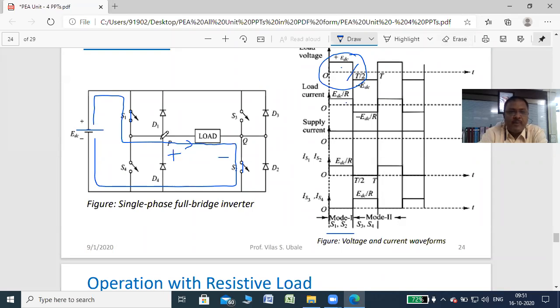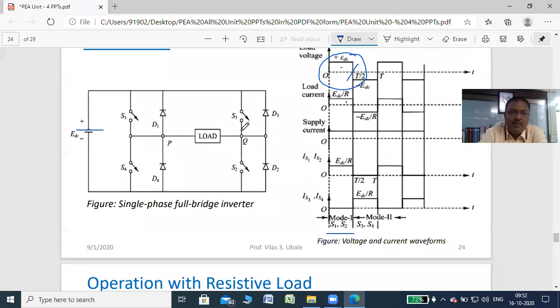So when S1 and S2 are on, current starts to flow from the positive terminal of the battery to S1, then P, then the load, then Q, S2, and then back to the negative terminal of the battery. This time the voltage across the load, P, is positive with respect to Q. So we can consider the output voltage is positive as well as output current is positive. The current is equal to EDC by R, and this is up to T by 2. At T by 2, S1 and S2 both turn off.